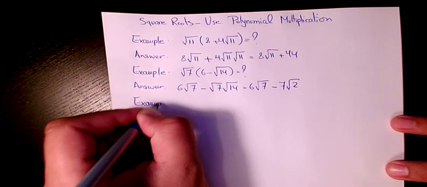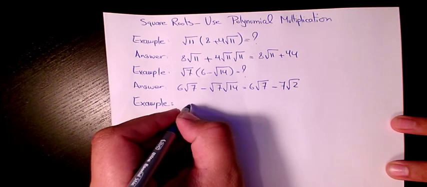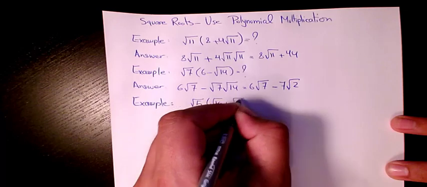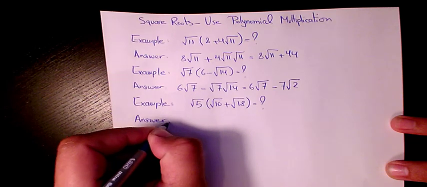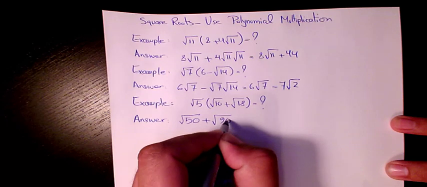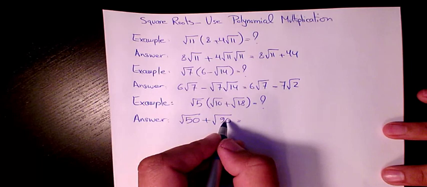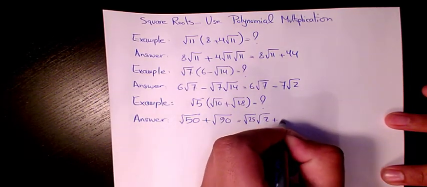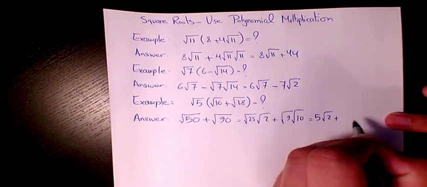Example, root 5 times root 10 plus root 18. Answer is root 50 plus root 90. Which is going to be root 25 times root 2 plus root 9 times root 10. That's going to be 5 root 2 plus 3 root 10.